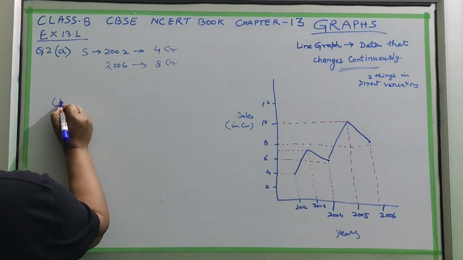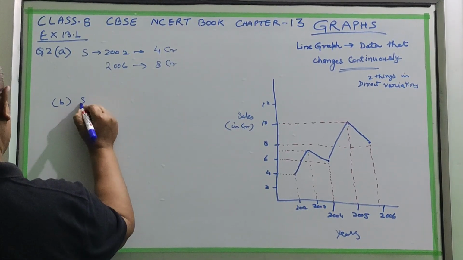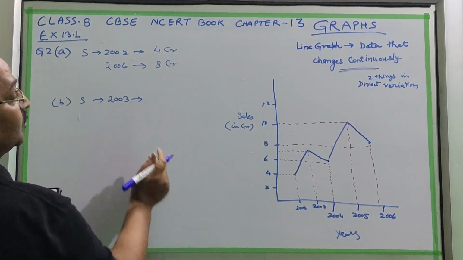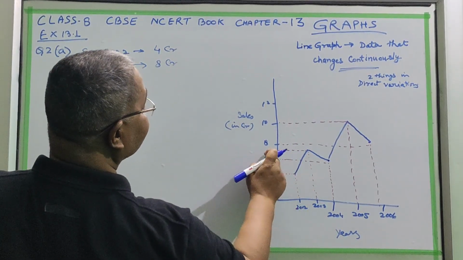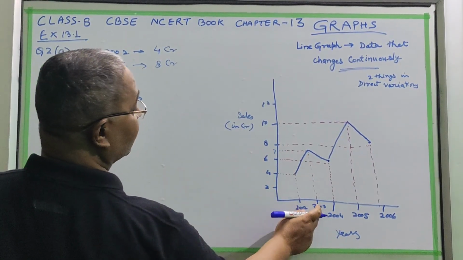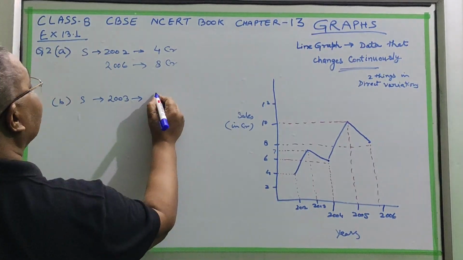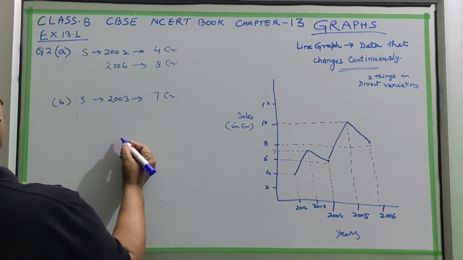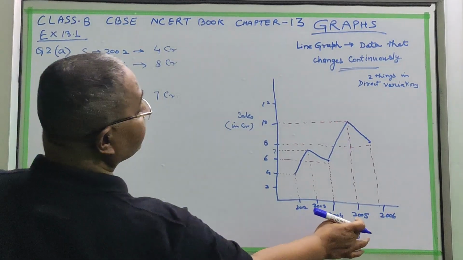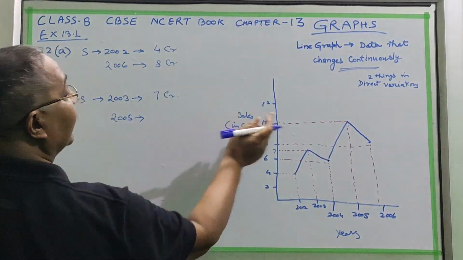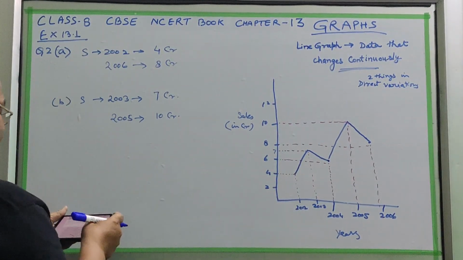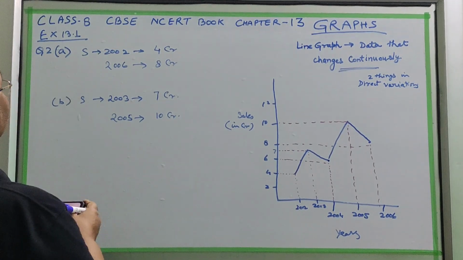Now B part. What were the sales in the year 2003? 2003 sales was here, between 8 and 6. So 7 is the point. So in 2003 sales was 7 crores. Then in 2005, it is 10 crores. The line is up to 10, it is showing up to 10, so it will be 10 crores in 2005.